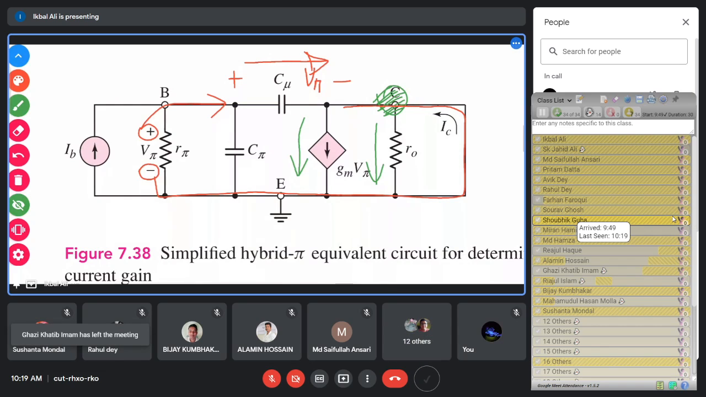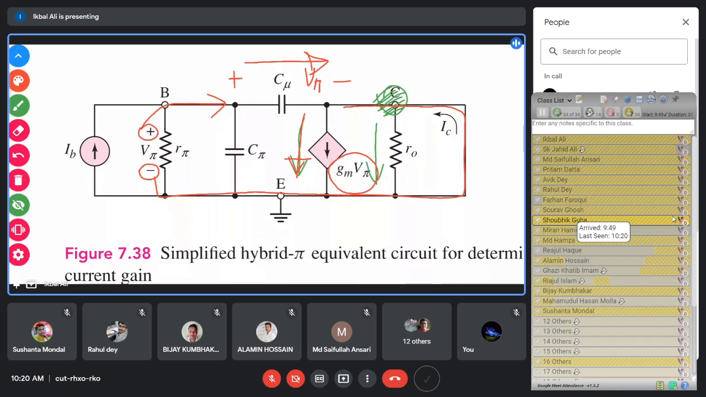And through this path, this is the current generator. What is the current actually flowing? That current is Gm V pi, already given, already calculated. So a current source is connected. This is the transistor main action. And this current source has a magnitude Gm V pi. So definitely through that branch, this current will flow.